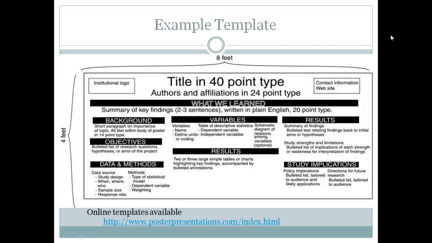So here's just one example of a template. In this template, it's 4 feet by 8 feet. That doesn't mean every research poster is this size. Again, this is just one example.